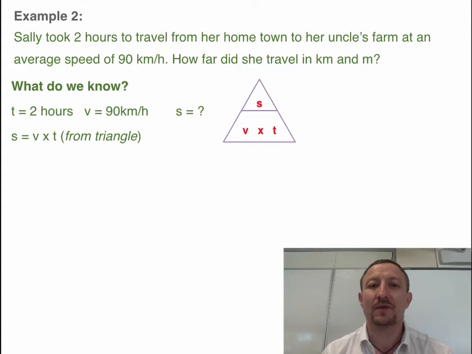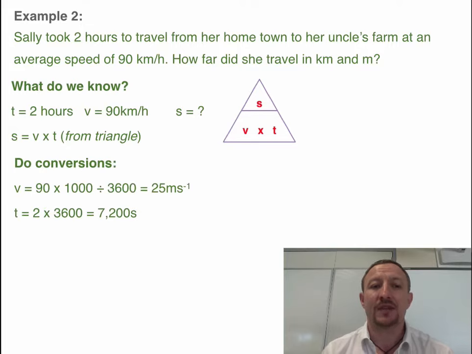So in order to find S, use the triangle. Cover the S, and that will give you the formula to calculate S, which is V times T. So now let's do our conversions, where we know we've got hours and kilometres per hour. So to convert kilometres per hour to metres per second, I have to convert the kilometres into metres and then the hours into seconds. So I know there's 1,000 metres in a kilometre, and I've got 90 of them. So that's 90 times 1,000, and I know there's 3,600 seconds in an hour. So it'd be 90 times 1,000 divided by 3,600 gives me 25 metres per second.